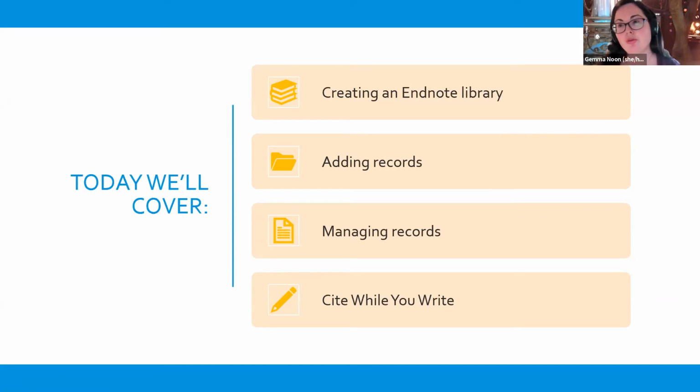EndNote is a citation management software for anyone who's not familiar. It enables you to store your citations and keep track of all of the references that you've found while you're doing your research. It helps you to search in library catalogues and open access databases to find references that you might want to use. As I mentioned before, it links to Cite While You Write. And in addition to all of that, you can share your EndNote library with other people if you are collaborating on projects, which can be quite useful.